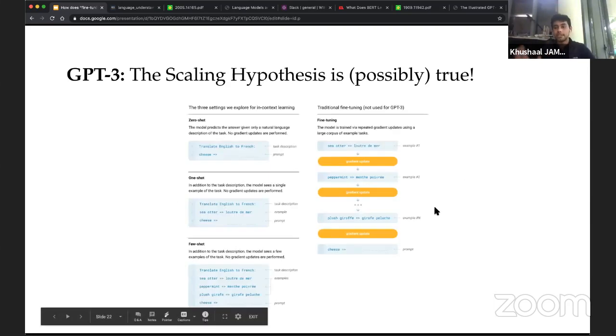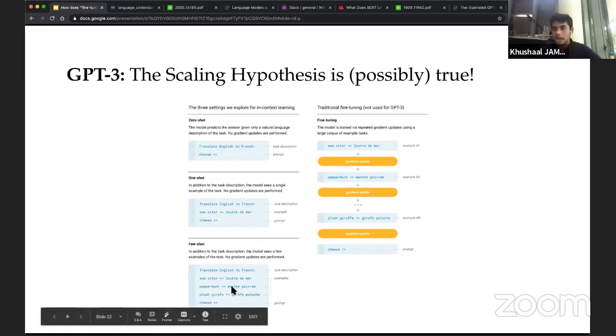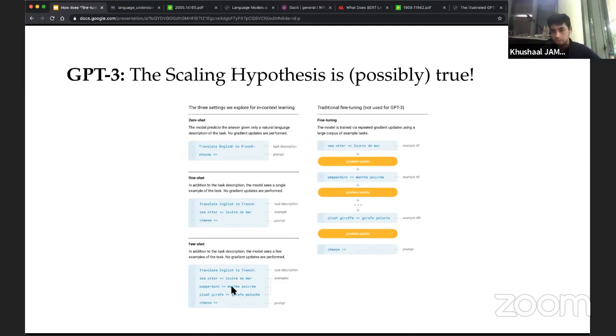So there are 3 settings that were explored for in-context learning. The first is zero shot, wherein there is just a task description and then the prompt, and the language model is expected to complete. The second one would be one shot, wherein there's a single example. And then there's few shot, when there are multiple examples, or as many as will fit into the context window.